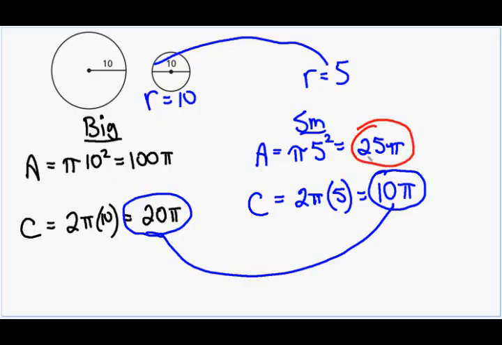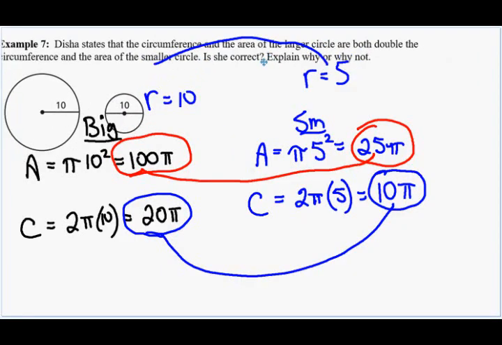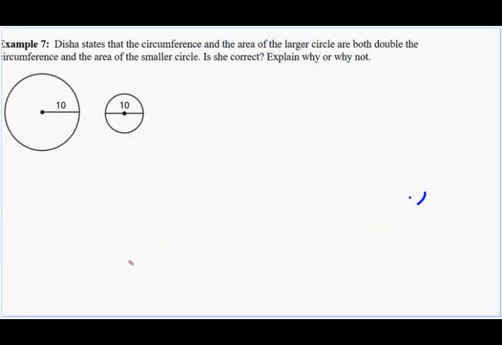Area of the small circle is this. If we double that, we would expect a 50 pi, but actually we got 100 over here. So she was incorrect about the area doubling, but she was correct about the circumference doubling. And what it does say, explain why or why not. I think the smoking gun here, circumference is 2 pi r, area is pi r squared. We have this squared, and a squared number grows a lot faster. So that's why it throws the area off. It's not a linear relationship.